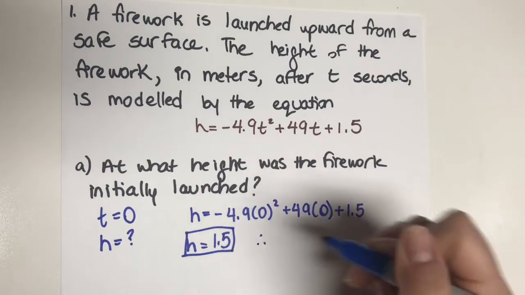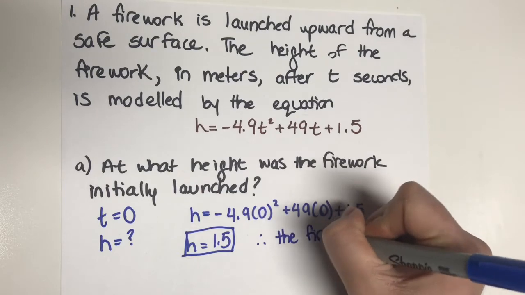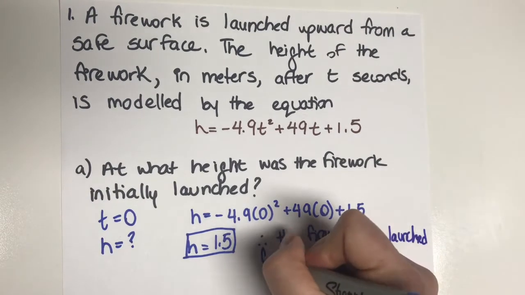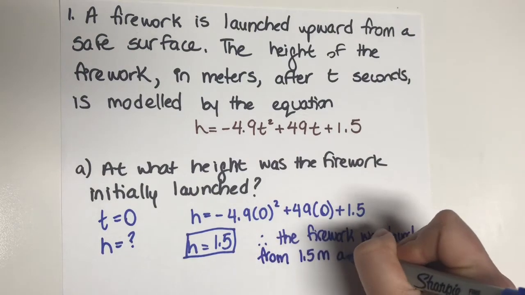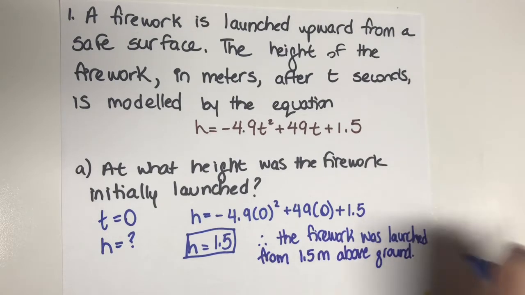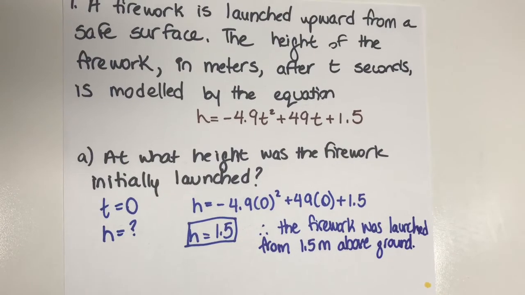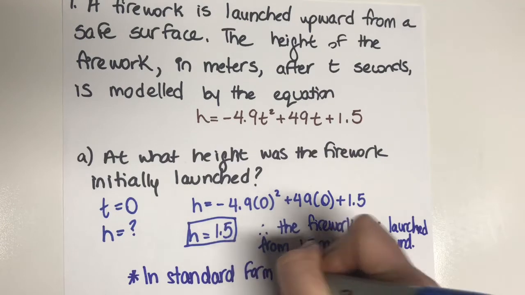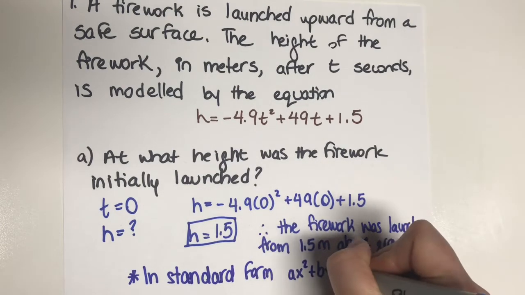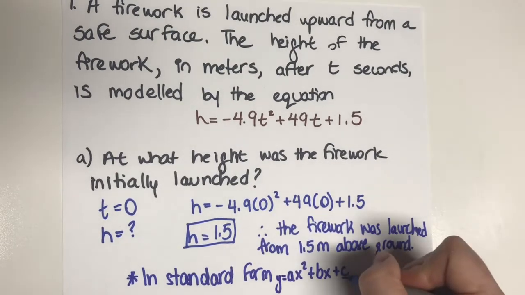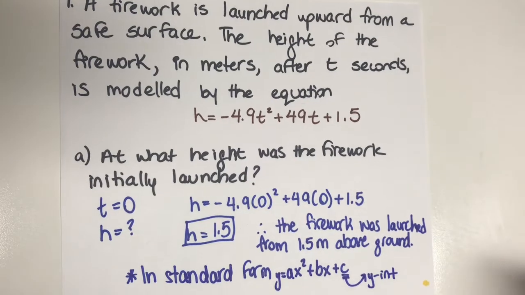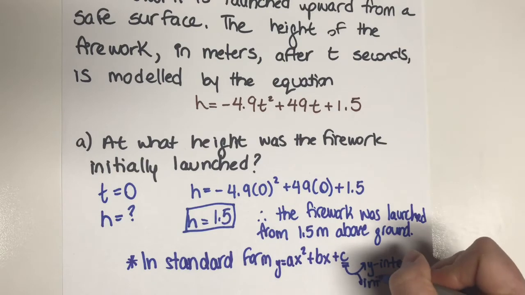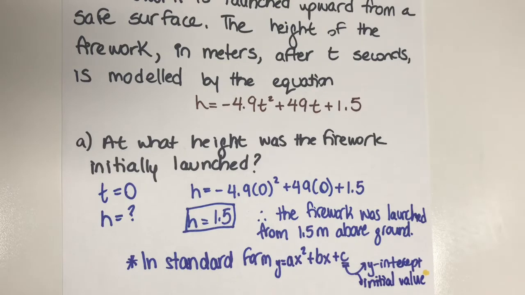So I'm going to first wrap this up, and I'm going to say, therefore, the firework was launched and you could also make a note that in standard form, C is our y-intercept or our initial value. So you can add that to your notes.